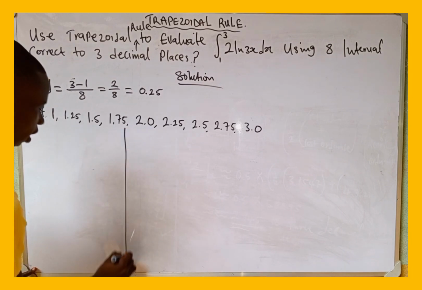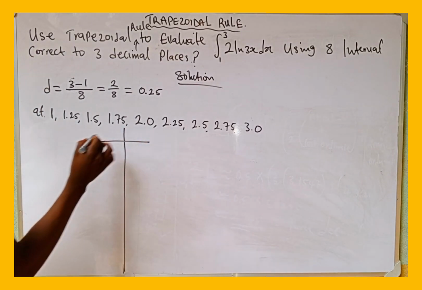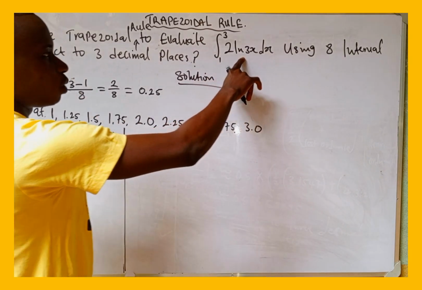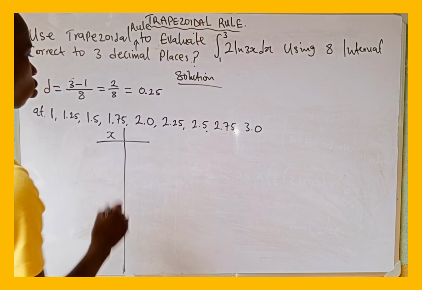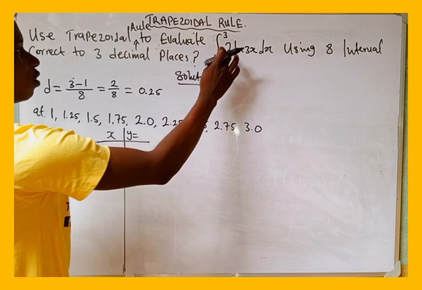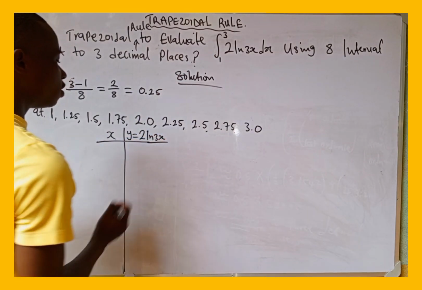The next thing we are going to do is to draw a table. The first column of this table is going to be the column for x, because we are integrating this function with respect to x. The second column is going to be the function, denoted as y. And the function given is 2 ln 3x. So this is the function.